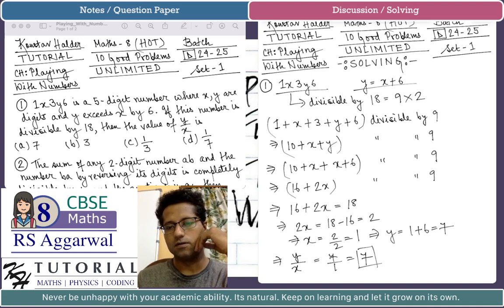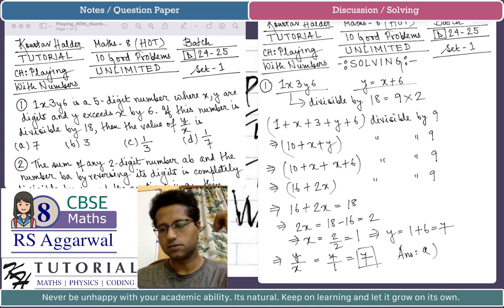So the digit x is 1 and the digit y is 7. So the correct choice is A. The correct choice is A.